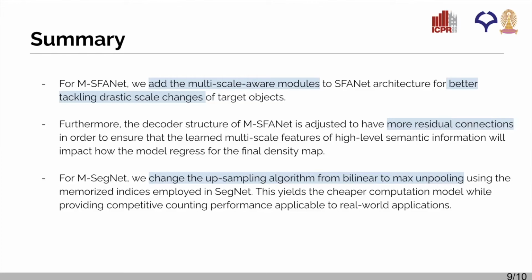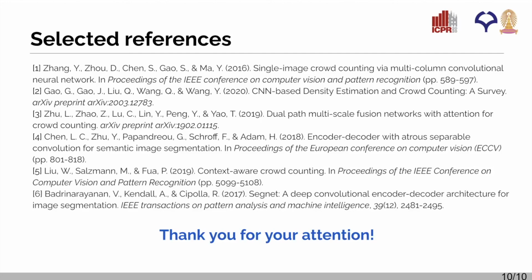To summarize, for M-SFANet, we add the multi-scale aware models for better tackling drastic scale changes in the input image. And we also add more residual connections. For M-SegNet, we change the upsampling algorithm from bilinear to max unpooling. This yields the cheaper computation model while providing competitive counting performance applicable for real-world applications. Thank you for your attention.